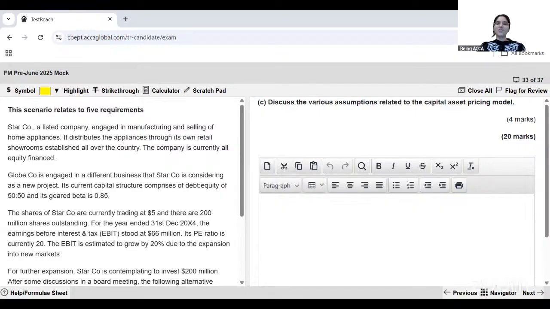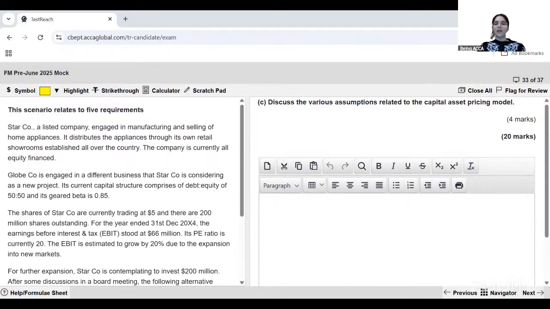Second assumption is that the markets are assumed to be perfect. There are no taxes, no transaction cost. All investors know everything and they all take rational decisions. Third assumption that we know with respect to CAPM is that your investors can actually borrow at the risk free rate without any limits, and this is the minimum level of returns which the investors expect.